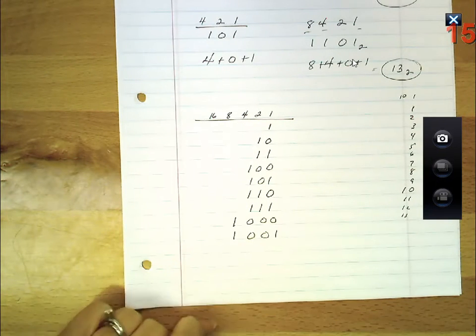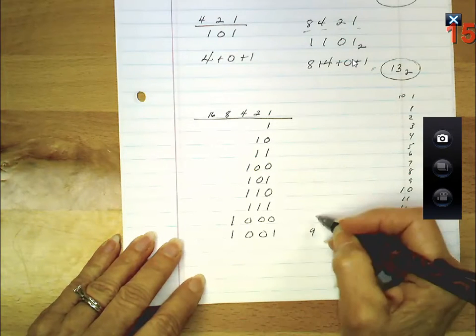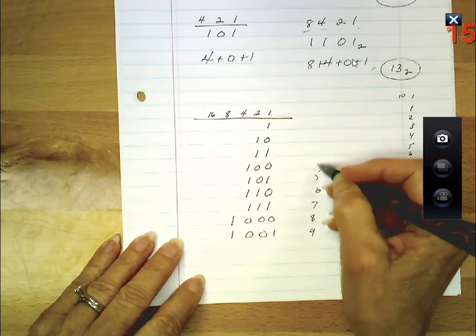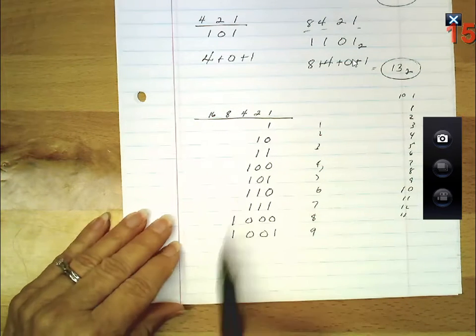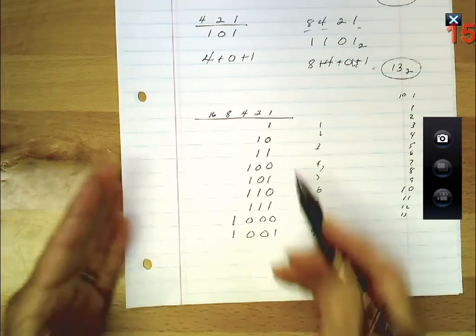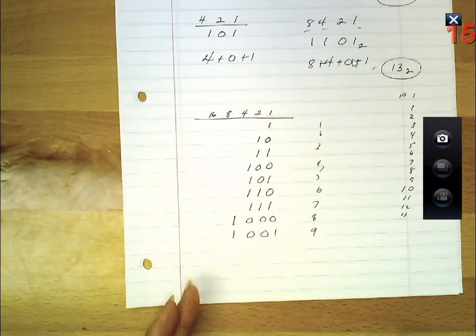That's not accurate either, I'm sorry. So that's a 9, 8, 7, 6, 5, 4, 3, 2, 1. What I'm doing here is just writing down how I would count to 10 in base 2.